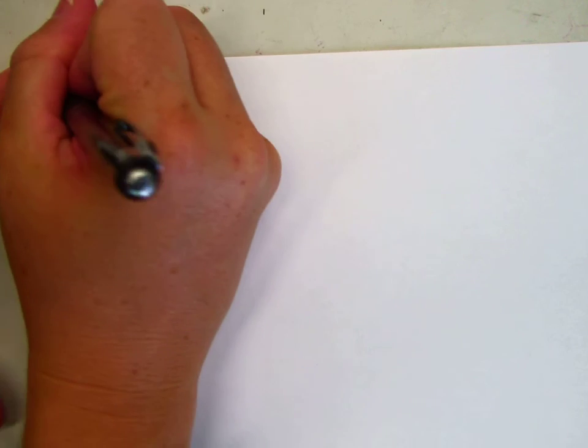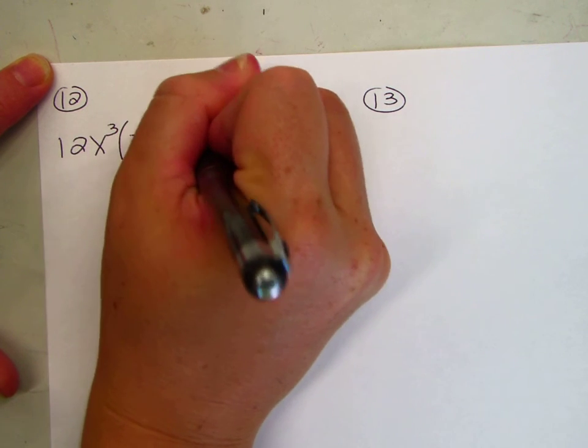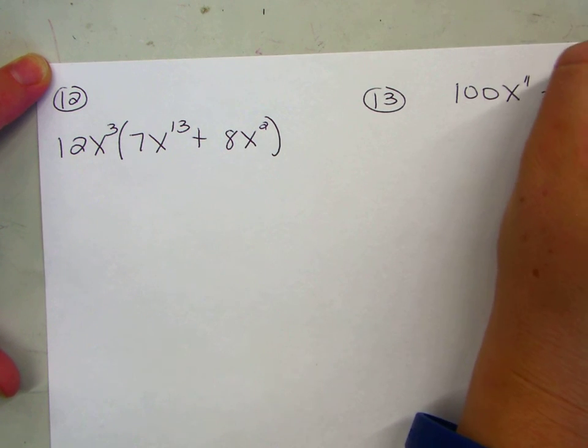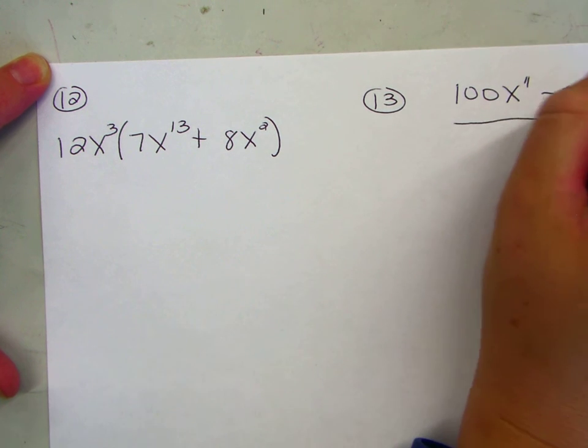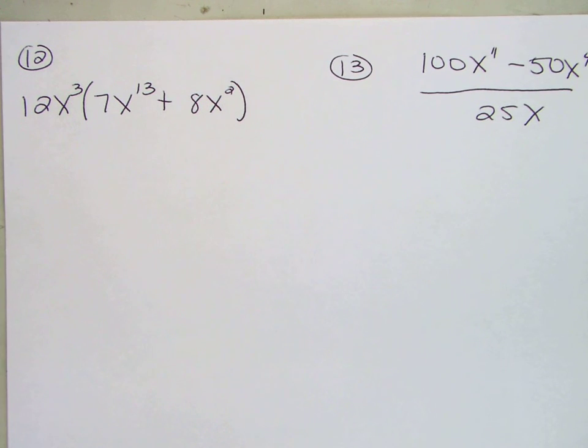All right, we got 2 more and we are done. All that prep with monomials, this is not that bad. All right, so number 12 and 13, and we're done. Okay. I'm going to write them. Again, pause the video, try it on your own. So, number 12: 12x to the 3rd times 7x to the 13th plus 8x squared. And number 13, 100x to the 11th minus 50x to the 4th all over 25x. Pause the video, try them on your own, and then check your answer.